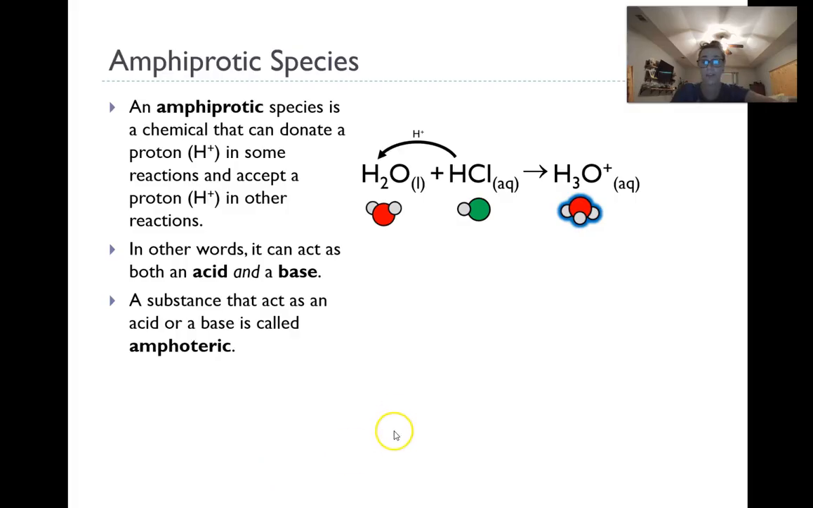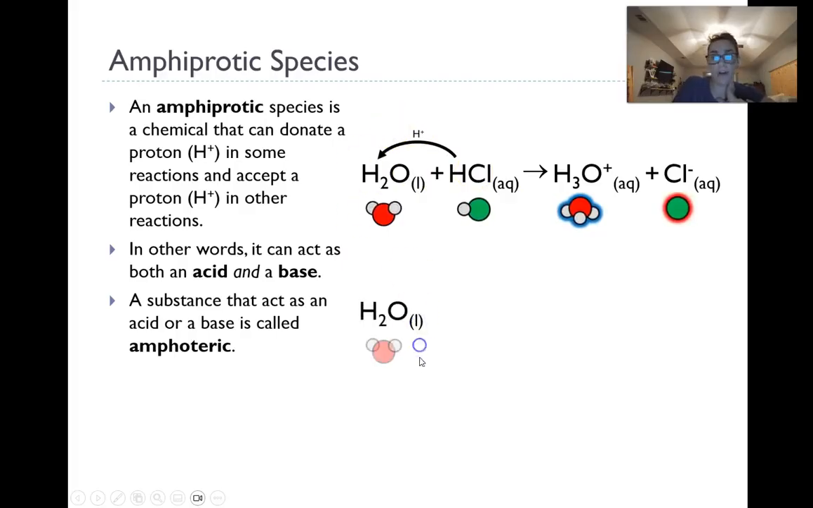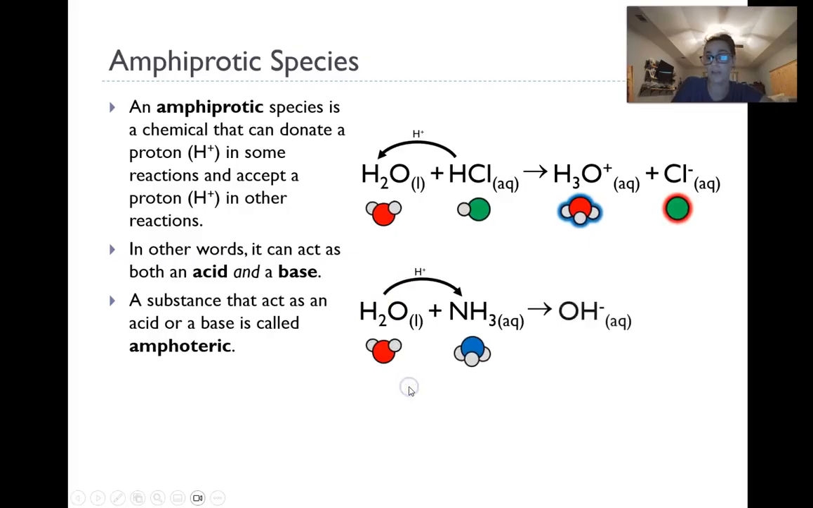When water reacts with an acid, it is acting as a base, but if it's reacting with a base, it's acting as an acid. So it just depends on what it's reacting with. For example, here we have water reacting with hydrochloric acid, accepting the proton, so it is acting as a base. However, water can also act as an acid. If it reacts with ammonia, a common base, it is going to donate its proton to ammonia in order to make hydroxide and ammonium.